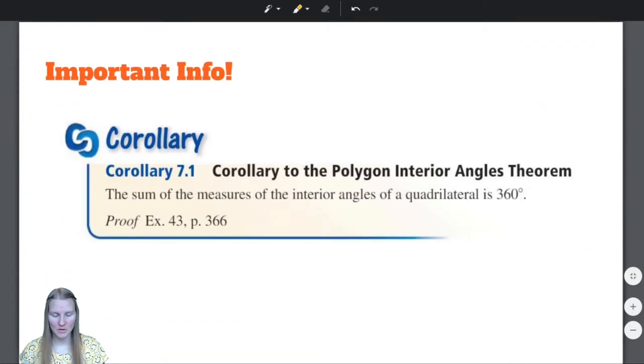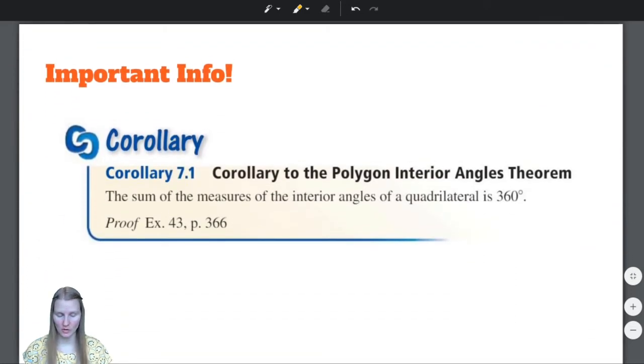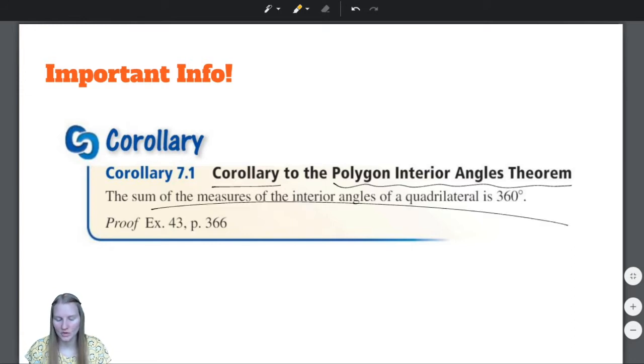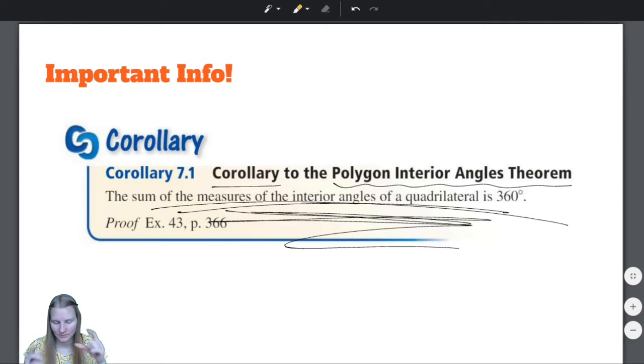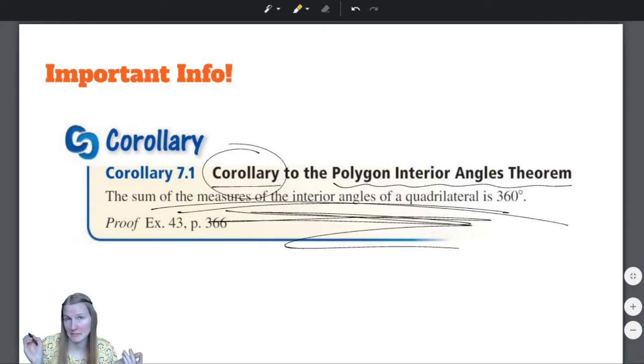All right, now this is new. This is new to today. This is a corollary. Now, a corollary means that it follows very closely from the theorem. So it's a corollary to the Polygon Interior Angles Theorem, which means we get this result from the theorem, but it's an interesting specific case, so we call it a corollary.